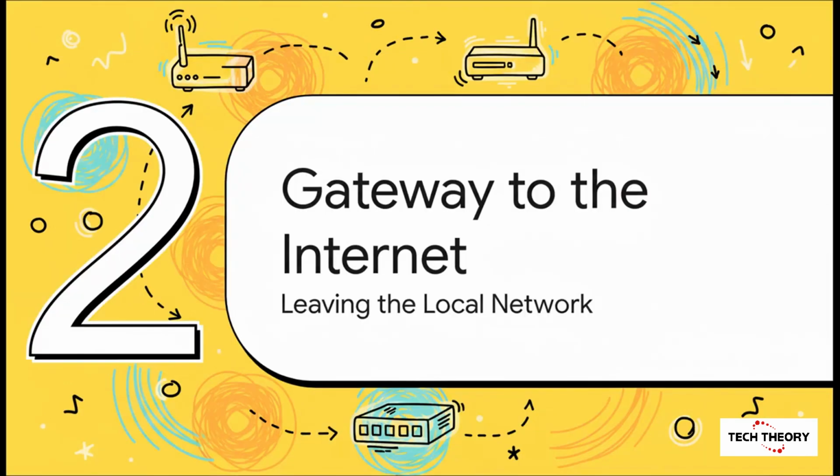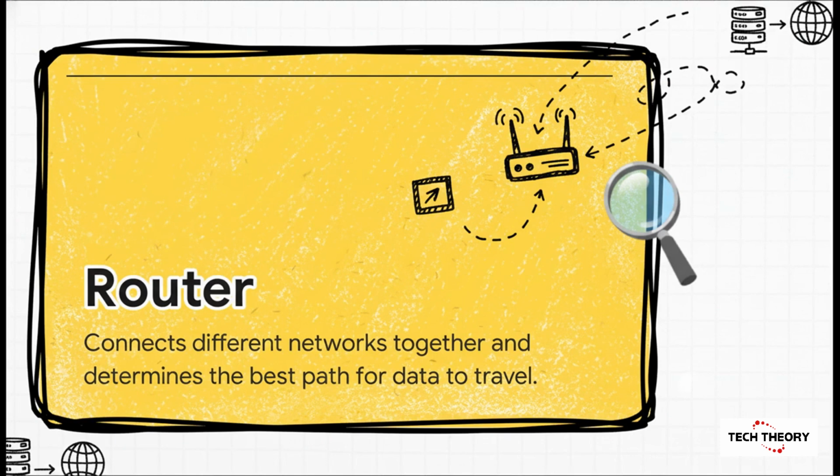So our little data packet has successfully navigated your local network. Now, it's ready for the big time. It's time to leave the building and travel out onto the huge global superhighway that is the internet. And for this part of the trip, we have to meet the most important device of all, the router. If a switch is the mail sorter for one building, the router is like the main post office for the entire city. It looks at the final destination, the IP address.